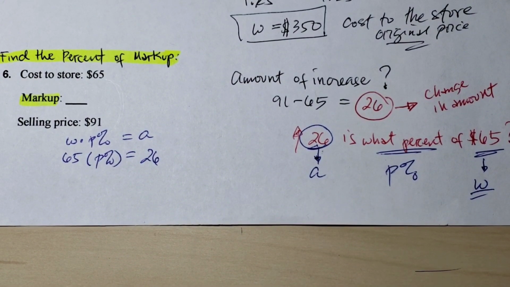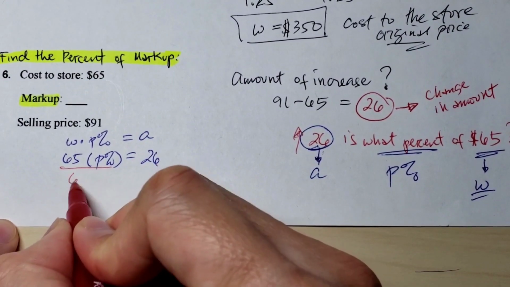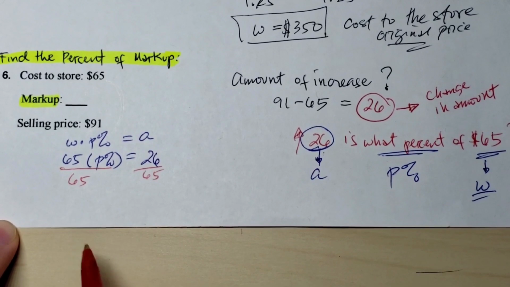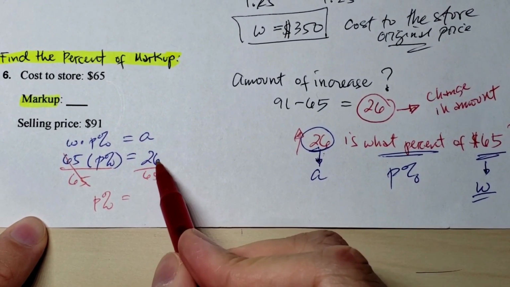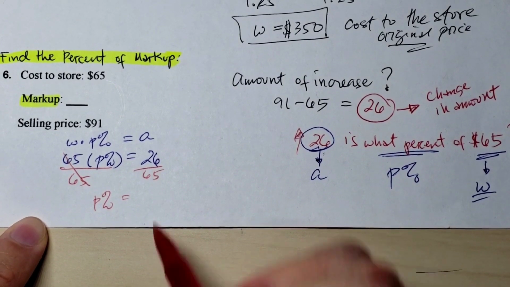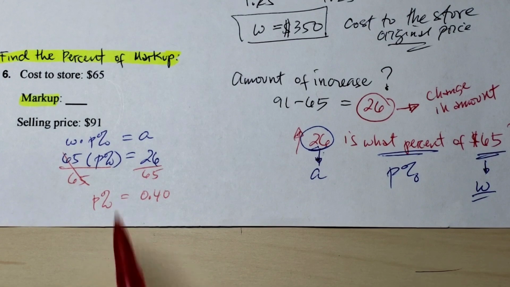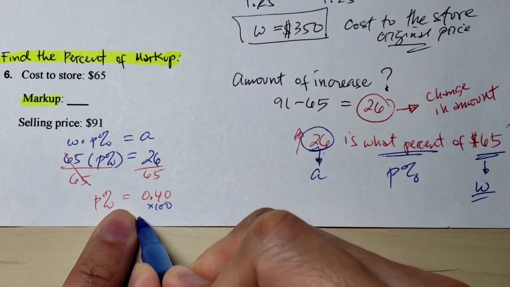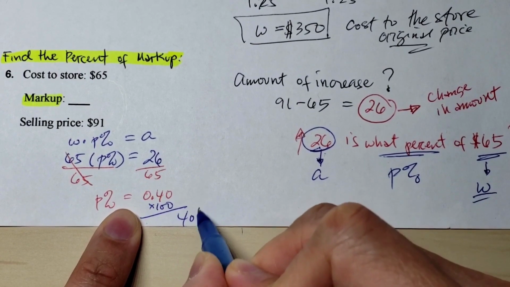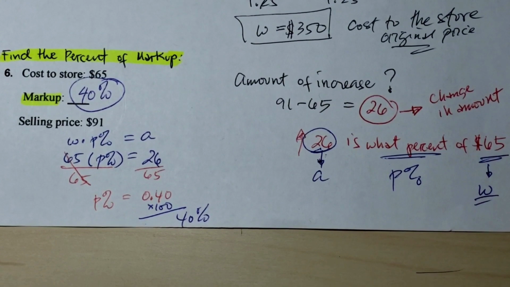So again, isolate the variable, keep P by itself. We're dividing by 65. So the percent, 26 divided by 65, should give us 0.4 or 0.40. It's the same thing. Change that to a percent, so that means times 100, which is 40%. So the markup is 40%.